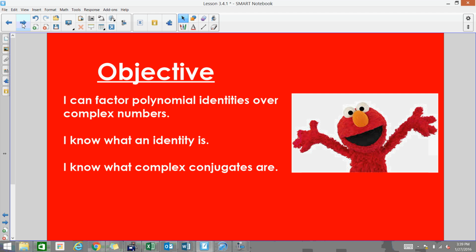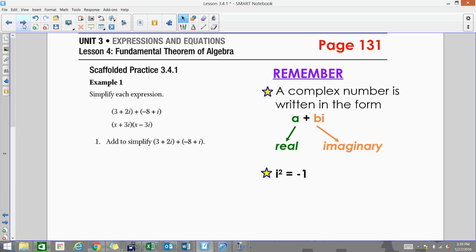Today you're going to factor polynomial identities over complex numbers. So we're going to be talking about complex numbers again. We're going to need to remember what complex numbers are, know what an identity is, and know what complex conjugates are. Those are the things we're going to be talking about today. I'm going to be talking really quickly, so if you didn't get that, pause it, go back, replay it. The nice thing about this video is you can hear it over and over again.